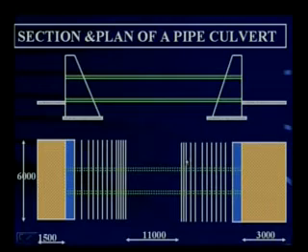Is that okay? And now what are these lines? These lines indicate the slope of the embankment. This is the slope of the embankment on the other side. Now you can see these dotted lines. These dotted lines are the pipe. They signify the pipe which is running through the body of the embankment.